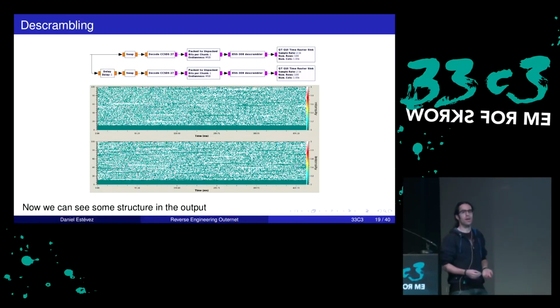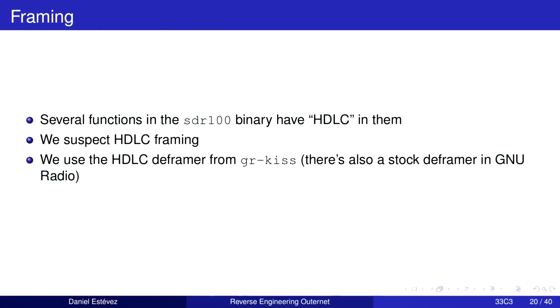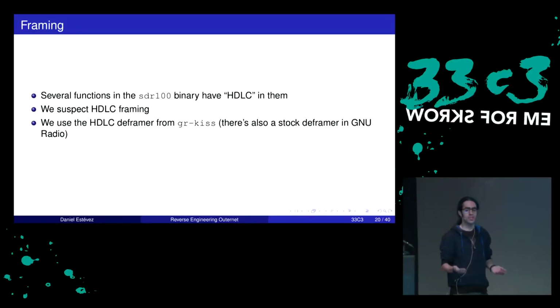So once again, you could look at the bit stream and start looking to see if you figure out any patterns which might indicate start of frame or something else. But in this case, it's much easier. I was looking at the SDR100 binary. I can read the names of the functions in the assembler code, and several of those have the name HDLC in them. HDLC is a framing protocol. It's used in amateur radio, packet radio, and in many, many other things. So we suspect HDLC framing.